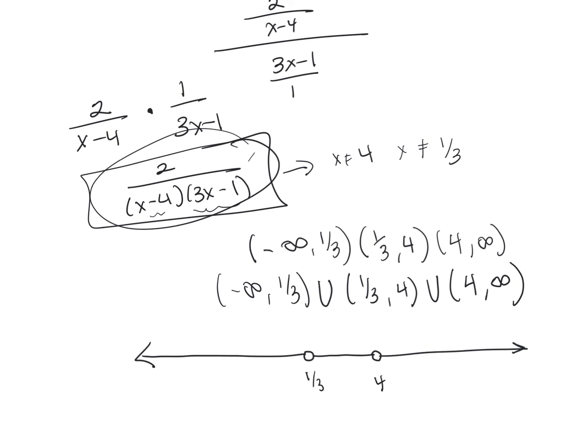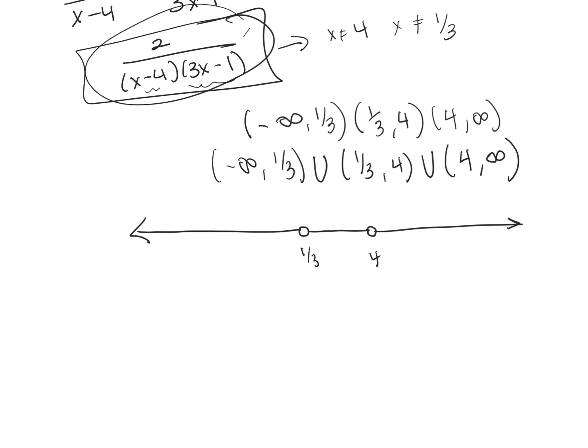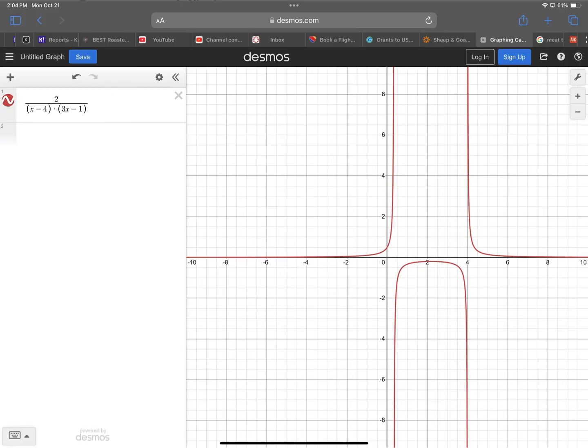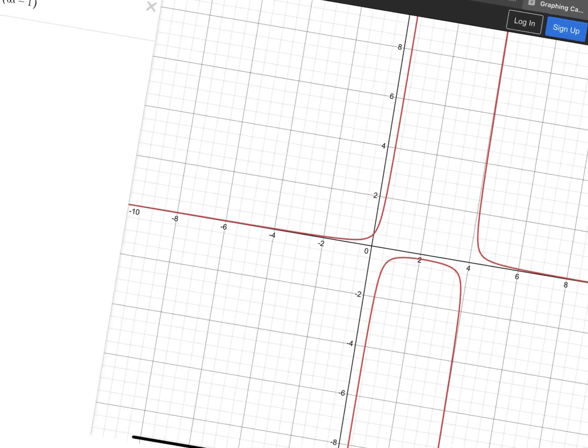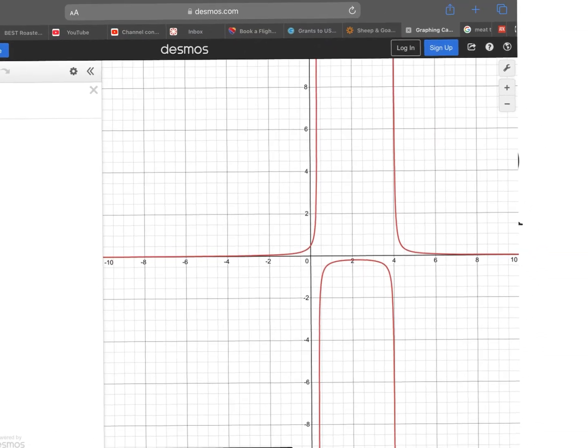And essentially, what this graph looks like, if you look at the graph here, you'll notice I have an asymptote. What's going on here is right here at 1/3, we have an asymptote.